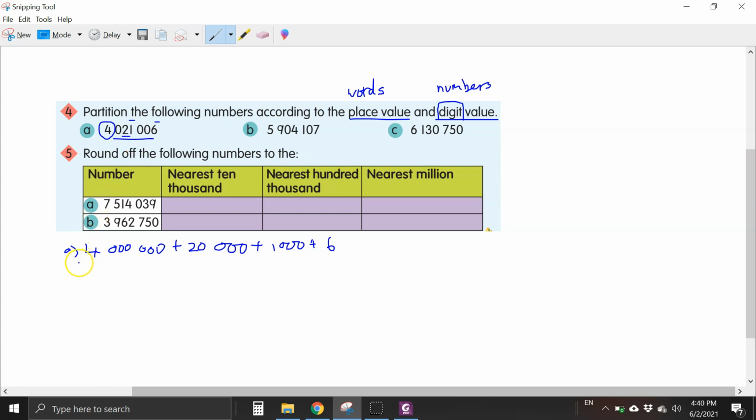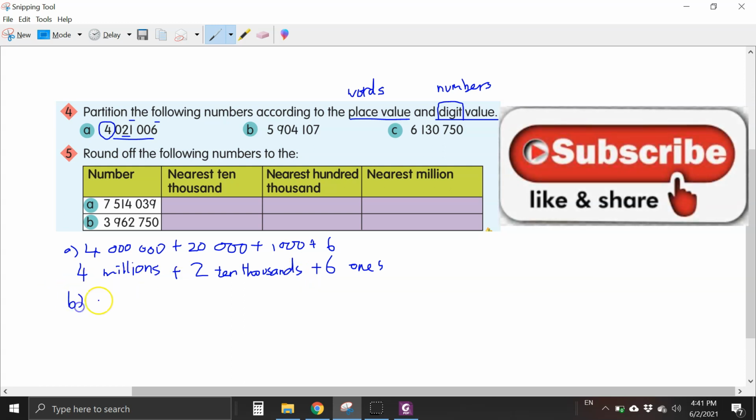Well, for place value, we have to write the words. So 4, the place value is millions with S, plus 2, the place value of 2 is 10,000s. For 6, the place value is ones, so we write ones. So 4 millions plus 2 10,000s plus 6 ones.